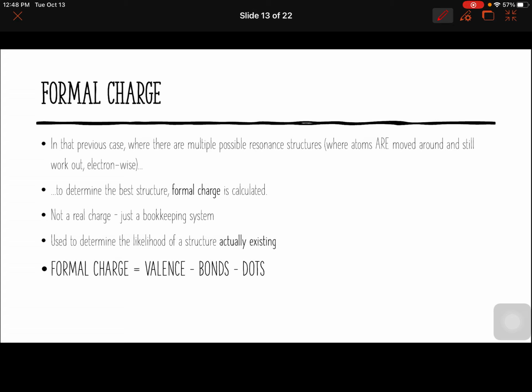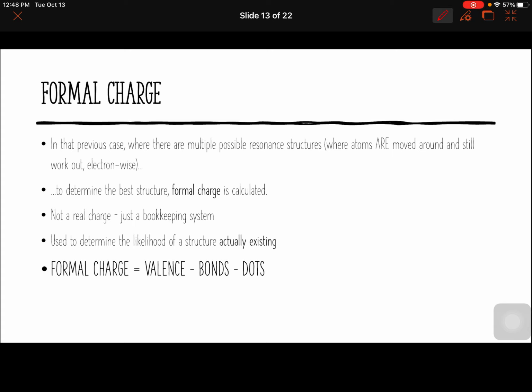Hey, we're back for the second part of 2.6. So we left off talking about resonance structures. Resonance structures are when you have equivalently correct atom arrangements, but we can move the electrons around into different places.